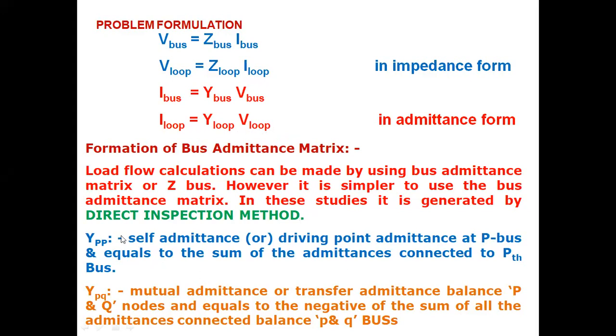Formation of admittance matrix. Ypp, self admittance or driving point admittance at pth bus, is equal to the sum of the admittances connected to pth bus. Is it right? Yes, sir. Next, Ypq, mutual admittance or transfer admittance connected between buses P and Q, is equal to the negative sum of all the admittances connected between P and Q buses.